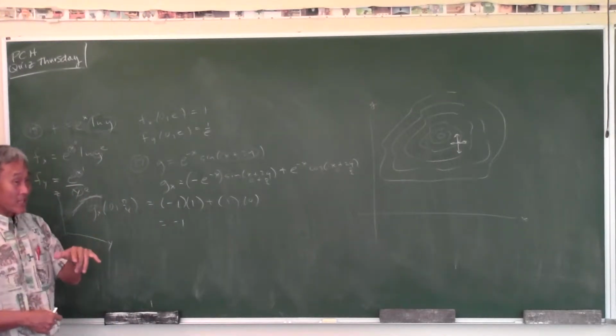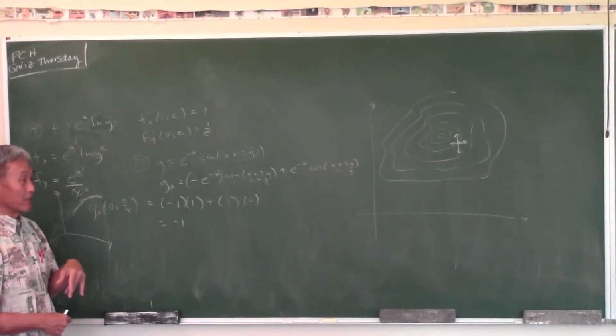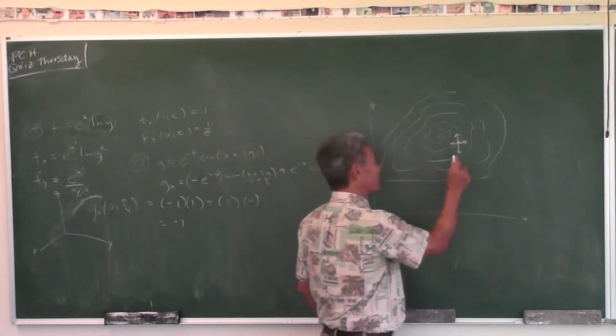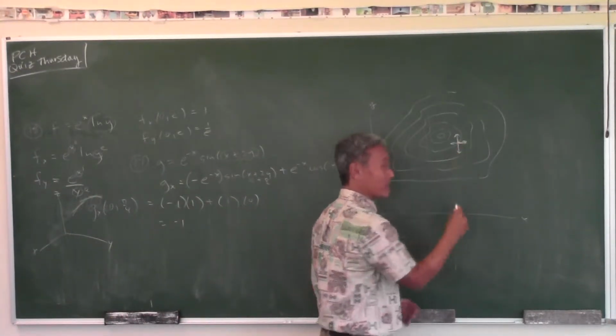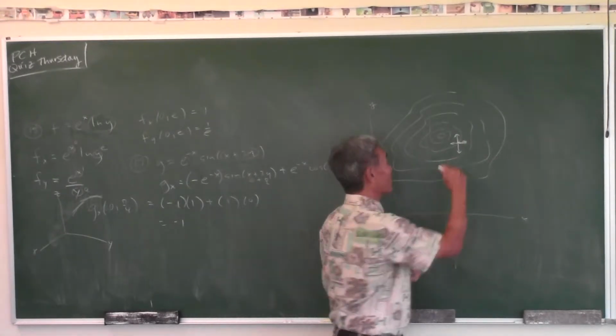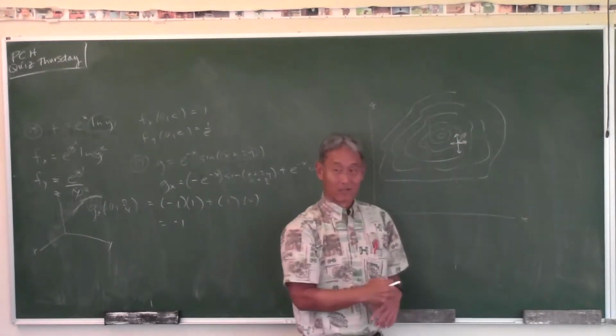But next chapter, we're going to learn the directional derivative. This one just gives you the slope if you look in the x direction or the y direction. What if you look in any direction? What if you look in that direction? What's the slope?